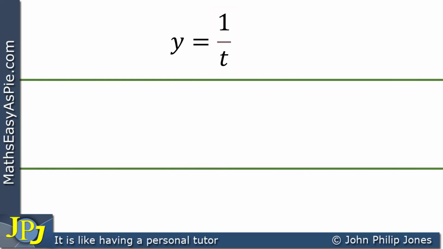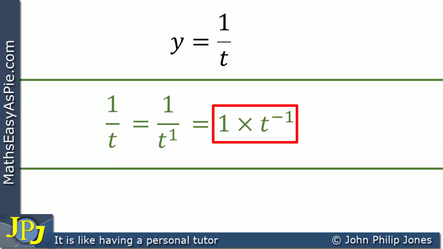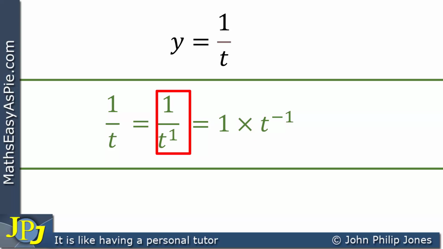So as an aside, I've got 1 over t. Now that can be written as 1 over t to the 1. The fact that there's no sign in front of this 1 means that this can be read as t to the plus 1. If there isn't a sign there, it implies that it is positive. Now this 1 over t to the 1 can be written as 1 times t to the minus 1. It's as if this t to the plus 1 has been brought up here and changed to the minus 1, and you multiply instead of divide. So this can be written as you see here.